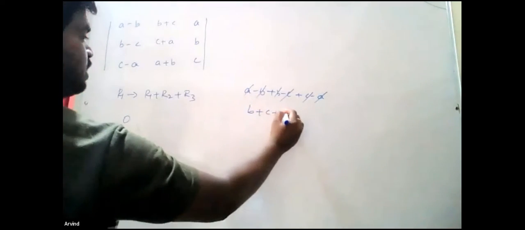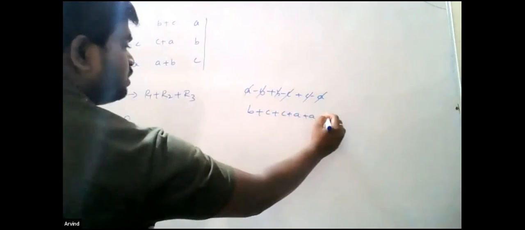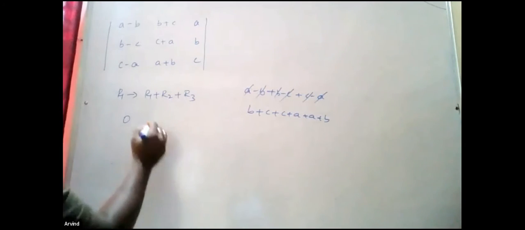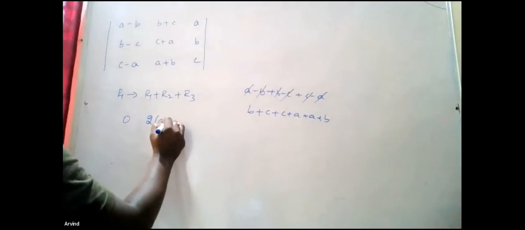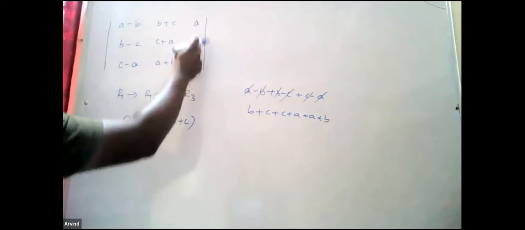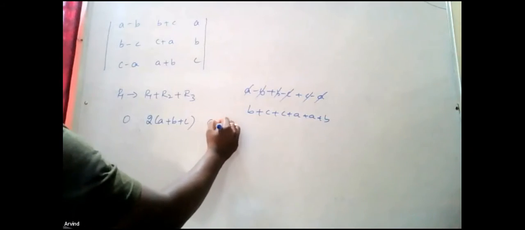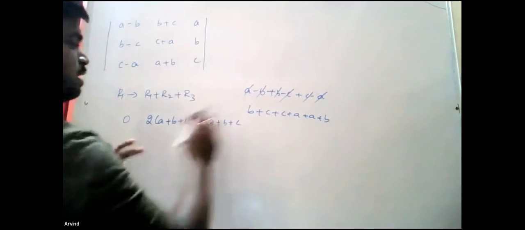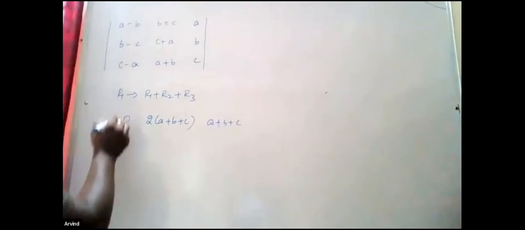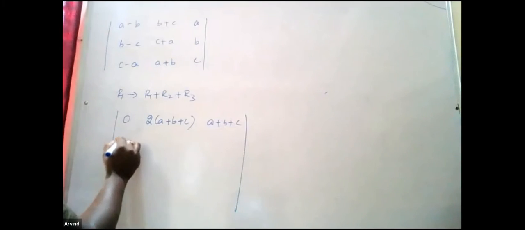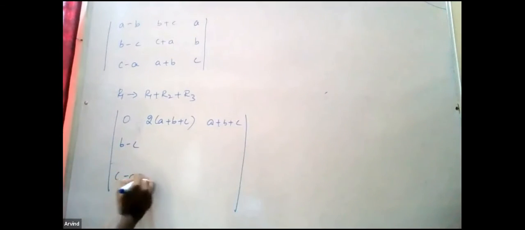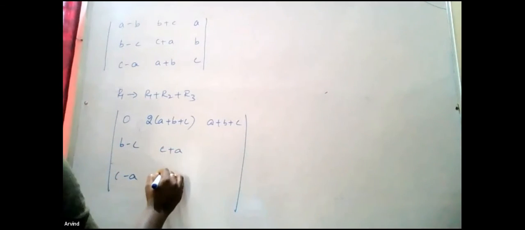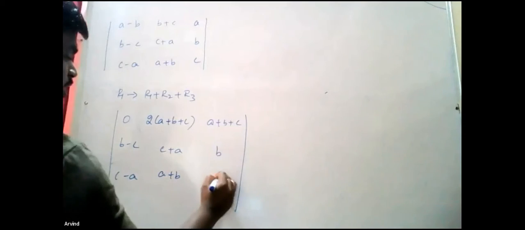Observe here, B plus C for the second one. B plus C plus C plus A plus A plus B. So each one is there 2 times. So we can write 2 times A plus B plus C. If you add this, A plus B plus C comes. The remainings as it is. B minus C, C minus A, C plus A plus B, B and C.